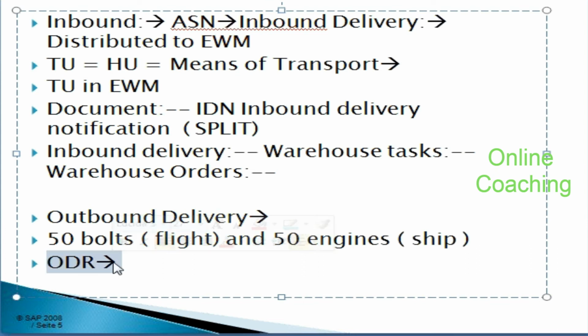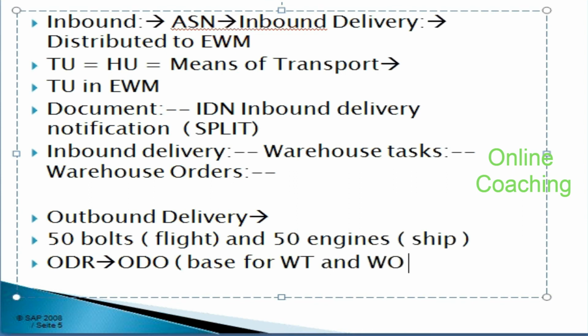Similarly, in the outbound delivery in EWM also, based on the route profile or the route management, which I can assign to the routing determination. So the route determination, I can do it in the SCM, or sometimes I can do it in the ERP also. The route determination can then split into multiple outbound deliveries. On top of this, the ODR, outbound delivery request, can create multiple outbound delivery orders, which is the base for my warehouse execution. Like the base for warehouse tasks, and then the warehouse orders.